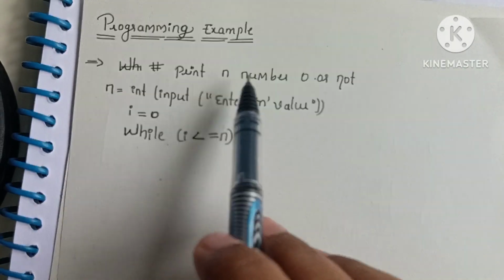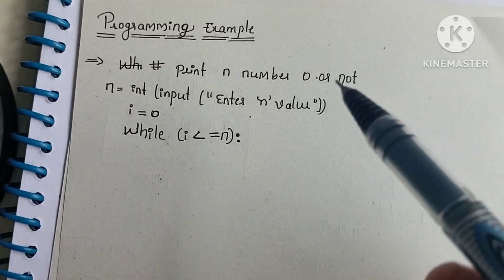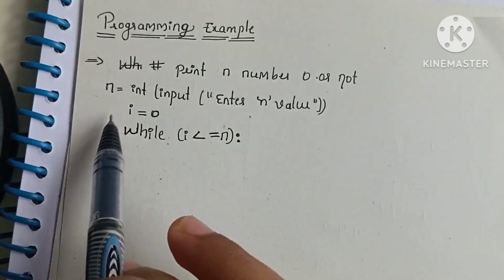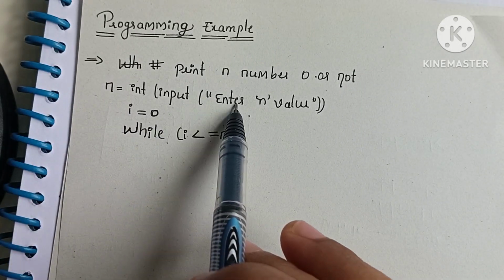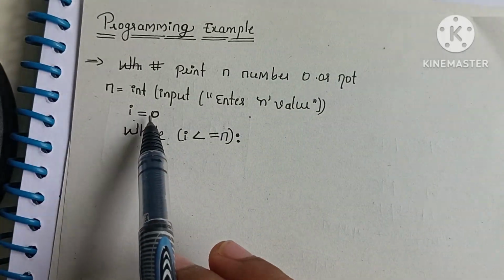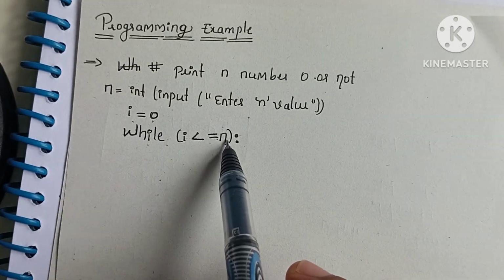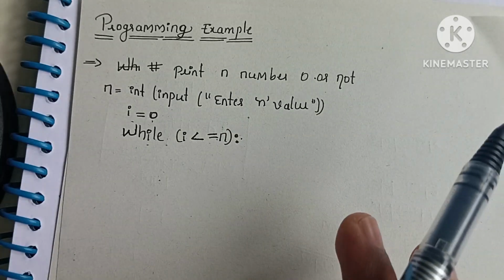The program is to print whether a number n is 0 or not. We have to check whether the number is 0 or not using a while statement. n equal to int(input("enter the n value")), i equal to 0, while this is the condition, i less than or equal to n, with indentation. This is the programming example.